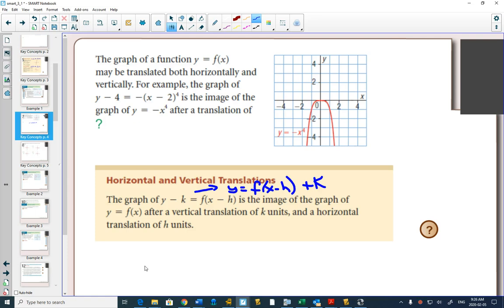And what this box is trying to show us is whatever is inside the function, that moves it horizontally. The k outside of the function, that's going to move it vertically. This is in function notation. I don't know if you want to put an arrow here and label that as horizontal, and an arrow here and label that as vertical. But what's inside the function is horizontal. What's outside of the function is vertical.